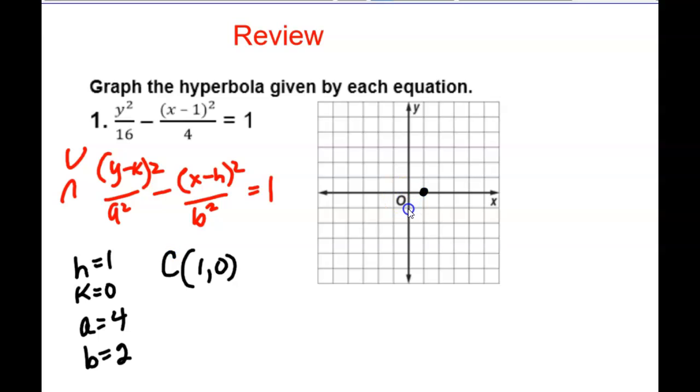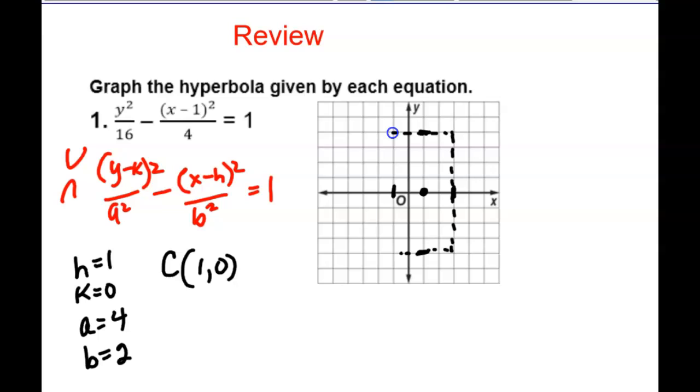The center is actually not part of our graph, but it tells us how to graph the auxiliary rectangle. I go 4 units in which direction? It's under the y, so I go up 4 and down 4. And I go left and right 2 from the center, and then I can draw my auxiliary rectangle.